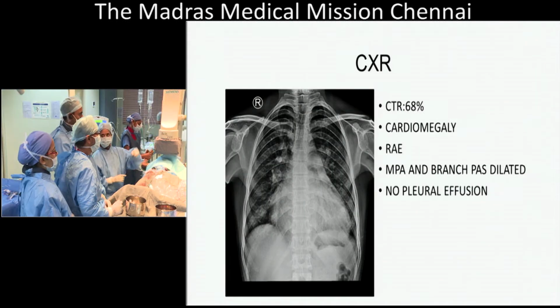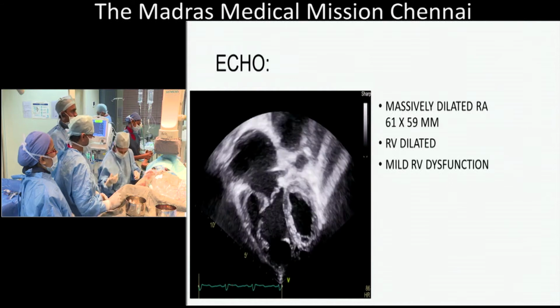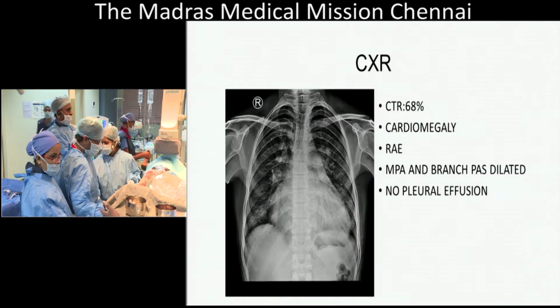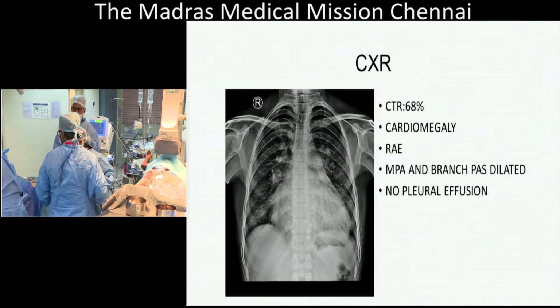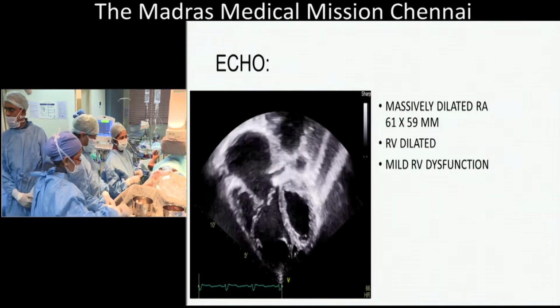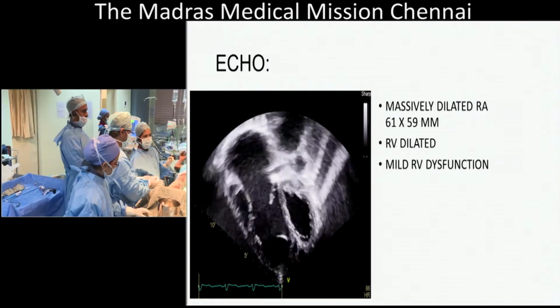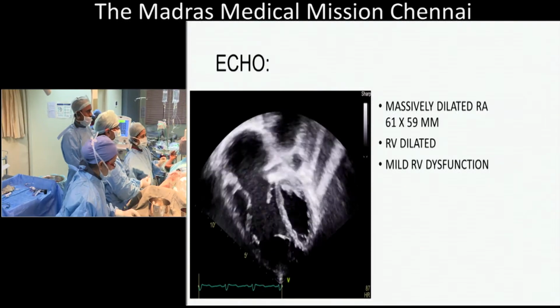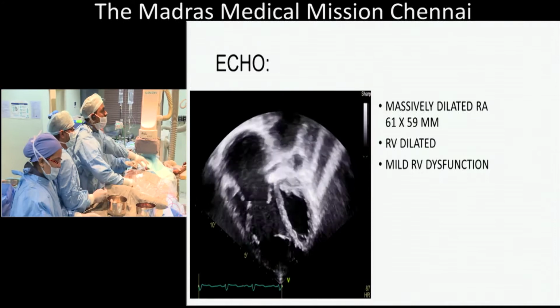X-ray shows a CTR of 68%, cardiomegaly, right atrial enlargement, dilated MPA and branch PAs, and no pleural effusion. This is the apical 4-chamber view showing a massively dilated RA and RV. RA measures around 6 by 6 centimeters and there is mild RV dysfunction.